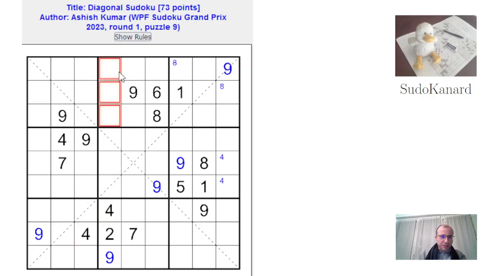2 and 4 do not appear here. So we only have 1, 3, 5, and 7. I usually don't pencil mark 4 candidates in a cell, and I won't do it actually, but 3 candidates I tend to do quite often. This 7 is interesting because it's in none of those cells. So we know 7 must appear on one of the diagonals here.